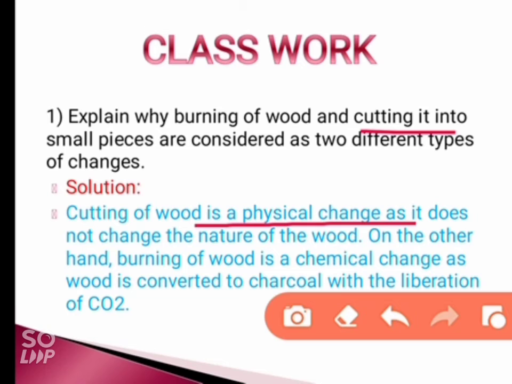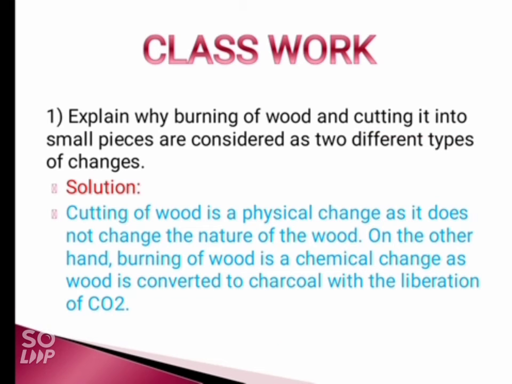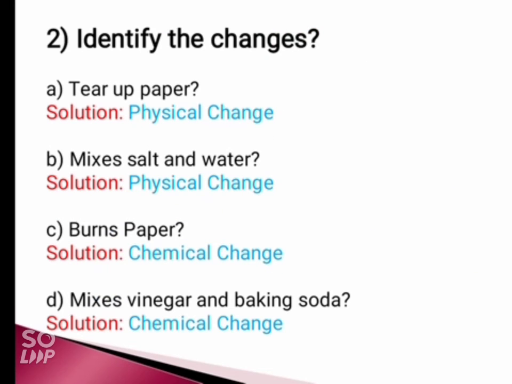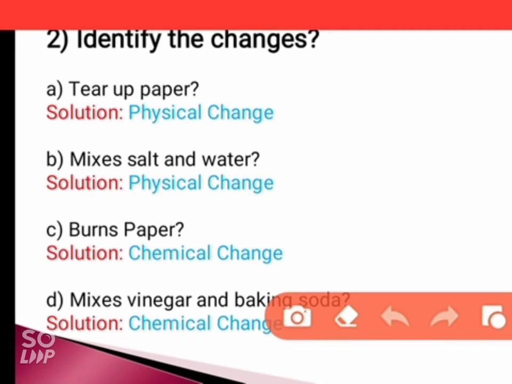On the other hand, burning of wood is a chemical change as wood is converted to charcoal with the liberation of carbon dioxide. It is clear that burning is a chemical change, but the cutting of wood is a physical change. Next question is, identify the change. First one is tear up paper.